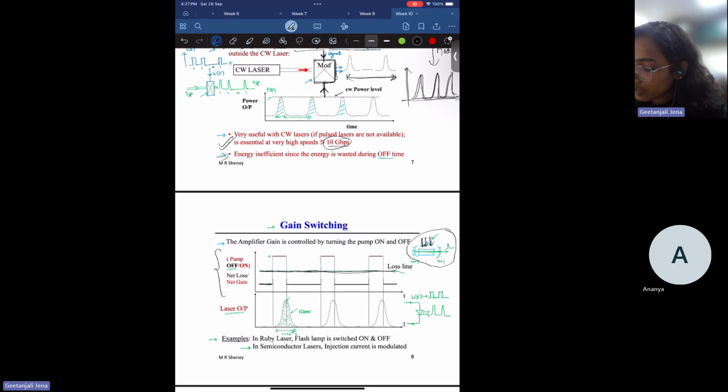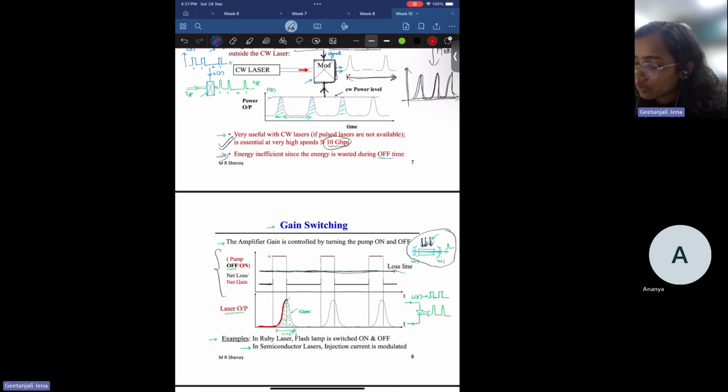So because of this, you will see no laser output in this interval. If you see this red line, the laser output is zero. Now, when the pump is on, what will happen? Gradually, the system will achieve a steady state, and whenever the pump, that is the gain in the system, is greater than the loss line, the laser output will be amplified. Because of switching on this pump, we will see an increase in the laser output.